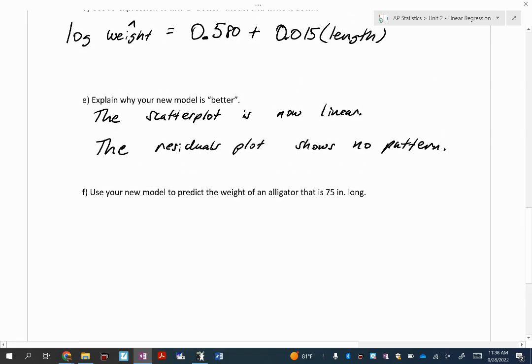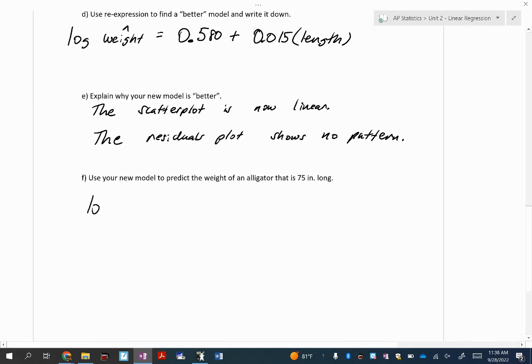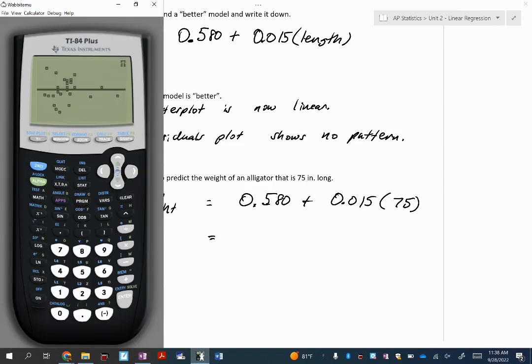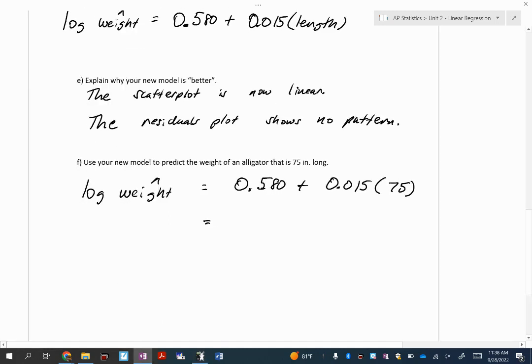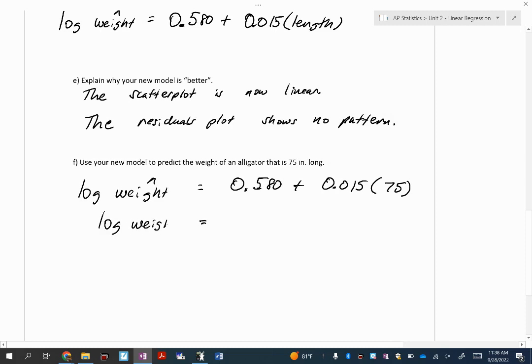All right, so it leads us to this last question. Use the new model to predict the weight of an alligator that's 75 inches long. So I'm going to do log of weight hat equals 0. I know I'm writing the rounded numbers, but the calculator will not do that, times 75 inches. All right, so let's type in second quit. So hit vars, and the Y1 contains my function. So Y1 of 75. All right, so again, remember, this is not the actual weight. This is the log of the weight that's predicted, equals 1.733.